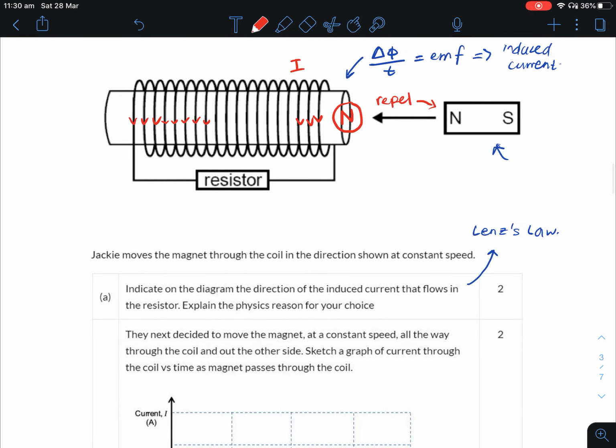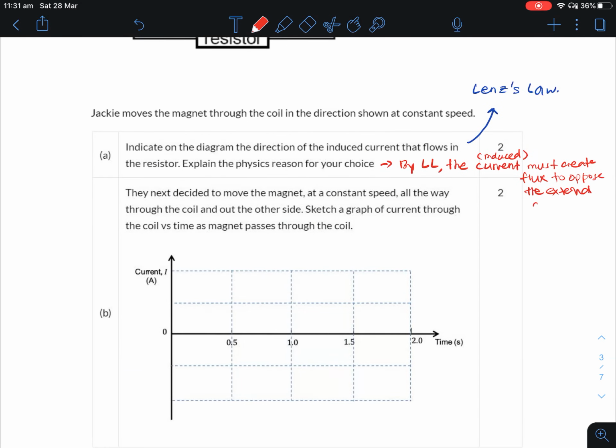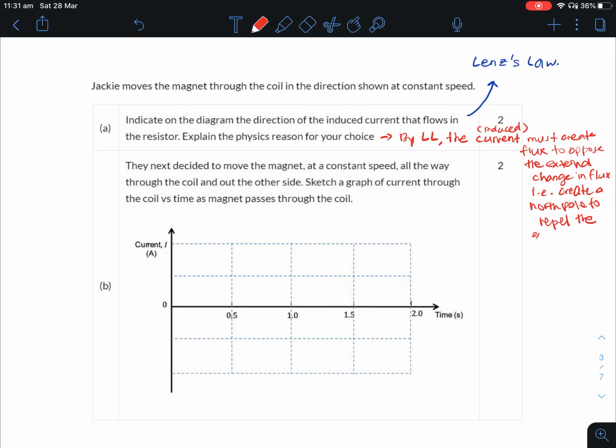And so explain the physics reason for this choice. All you need to say is, by Lenz's law, the induced current must create flux to oppose the external change in flux, or in other words, create a north pole to repel the external north pole.